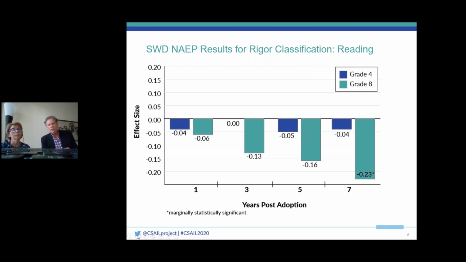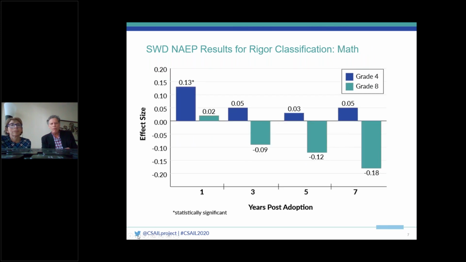By year 7, if you look at the x-axis, there was actually a statistically significant negative effect among the treatment group states. Students with disabilities' reading performance was marginally significant. Next slide. So that was reading.